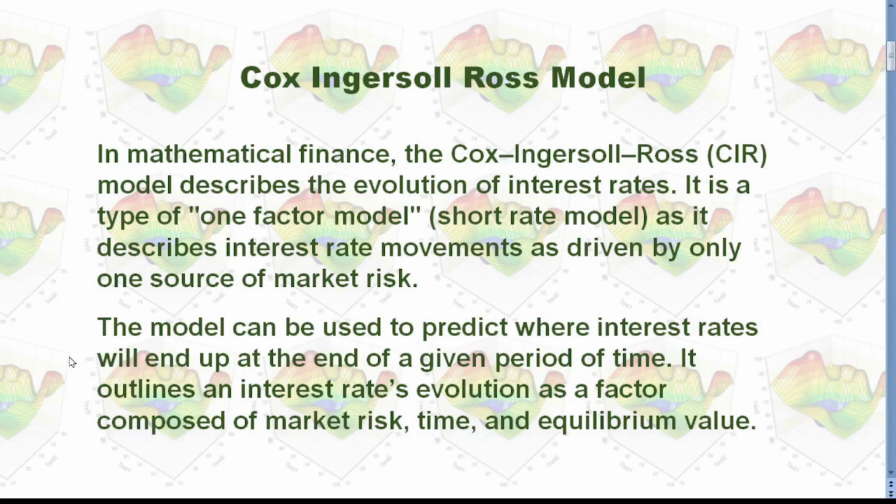It is a type of one-factor model as it describes interest rate movements as driven by only one source of market risk. The model can be used to predict where interest rates will end up at the end of a given period of time. It outlines an interest rate's evolution as a factor composed of market risk, time, and equilibrium value.